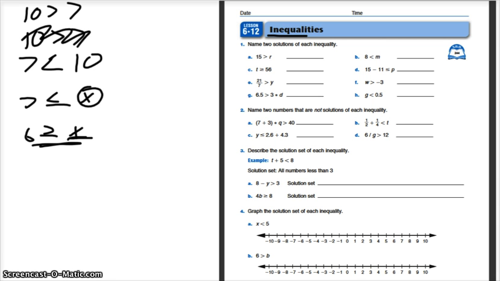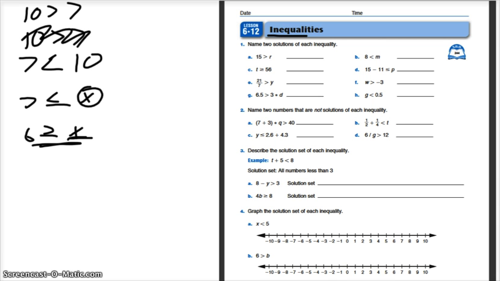So what does that mean? What are some examples of numbers that we could plug in for R and have that be a true statement? Could we put in a number that is larger? No, because our muncher is moving towards the 15. It's pointing towards the 15. So we have to put numbers that are smaller.